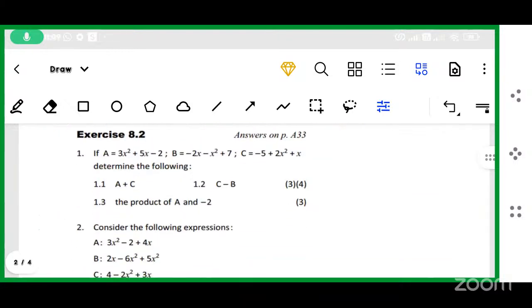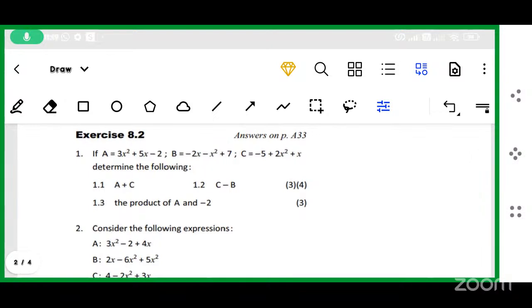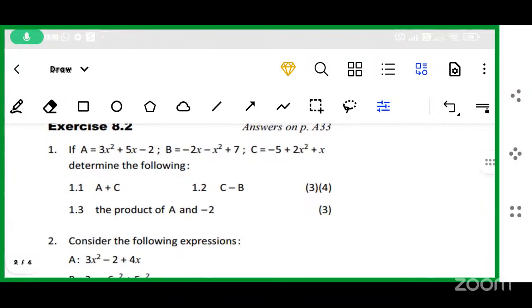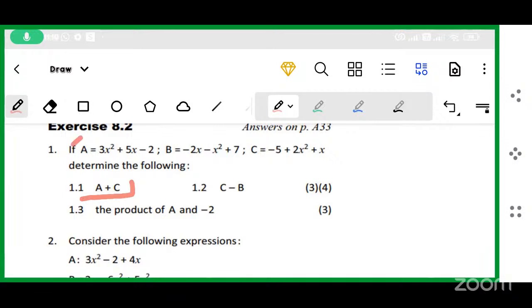So the exercise says if A is equal to 3x squared plus 5x minus 2, B equal to negative 2x minus x squared plus 7, and the last one, which is C, being equal to negative 5 plus 2x squared plus x, determine the following. 1.1 says A plus C. So what we're going to do here, we are being told that we have to determine the value of A plus C. Means we're going to add A, which is 3x squared plus 5x minus 2, and the value of C, which is negative 5 plus 2x squared plus x.